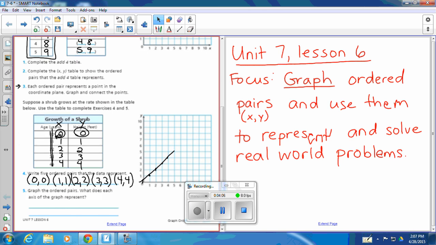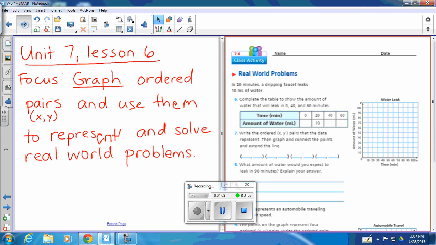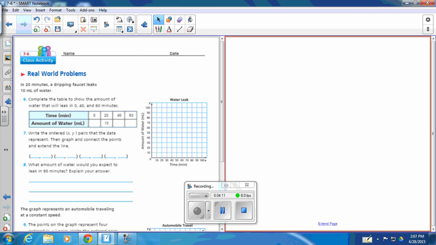Okay. A couple other options as far as real world connections here. If you turn the page, here they have it as a drippy faucet. How much water does a drippy faucet waste? Okay, so here's the time. Here's the amount of water. Now this one, you have to complete the table. So for 20 minutes, it drips 10 milliliters of water. So what's the connection between those? Looking at our numerical patterns, what's the connection between those? Vicki?